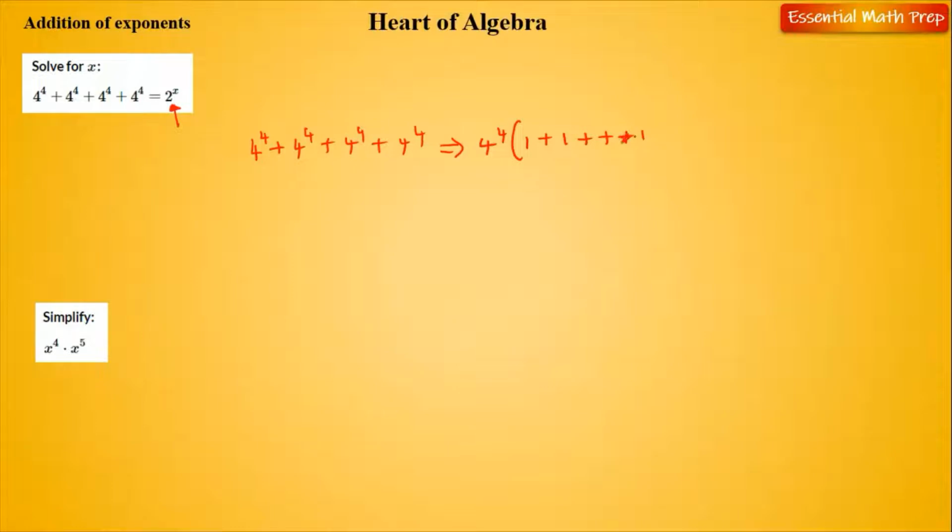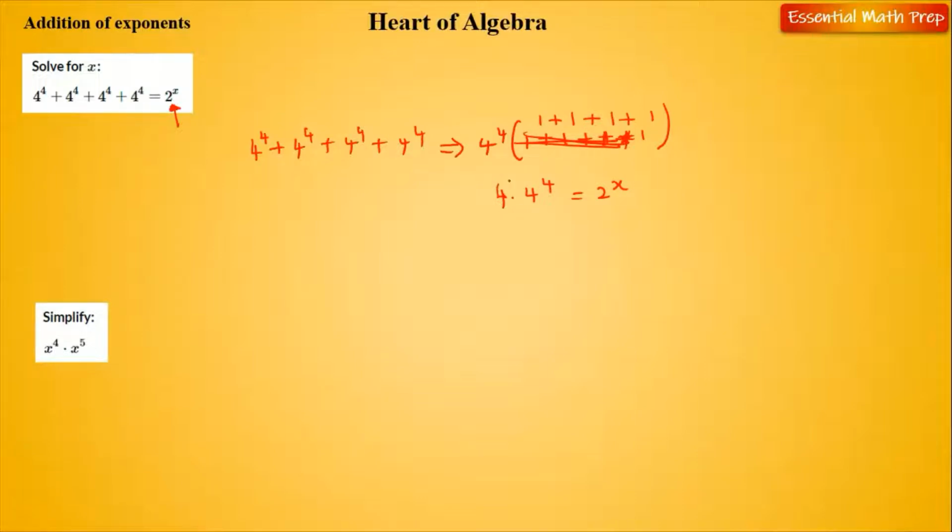Sorry, too many pluses. Let's get rid of this. 1 plus 1 plus 1 plus 1. There you go. So that's 4, right? Times 4 power 4, right? Equals 2 power 6. Are we done with the problem yet? No, we're still not done yet.